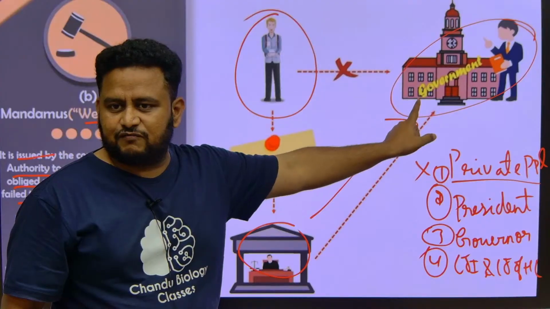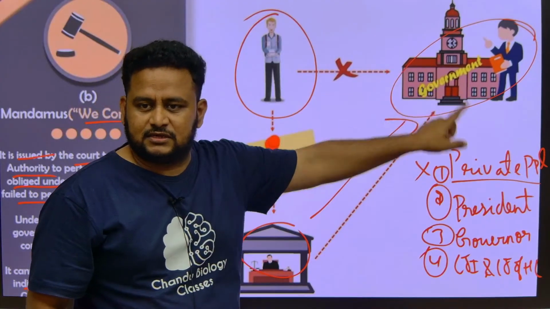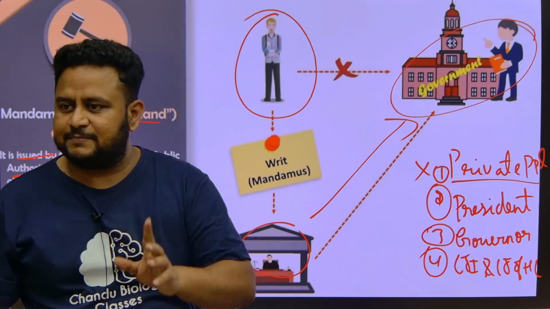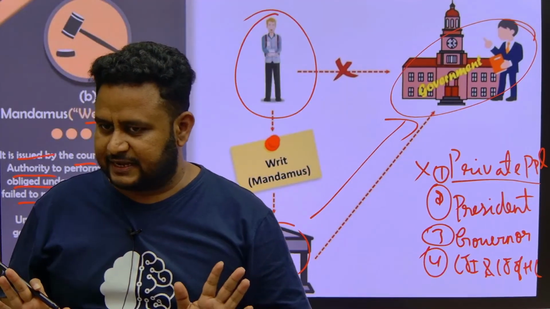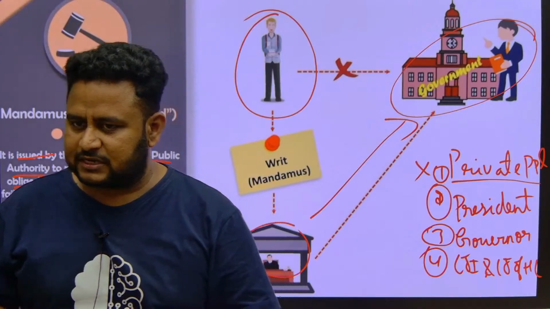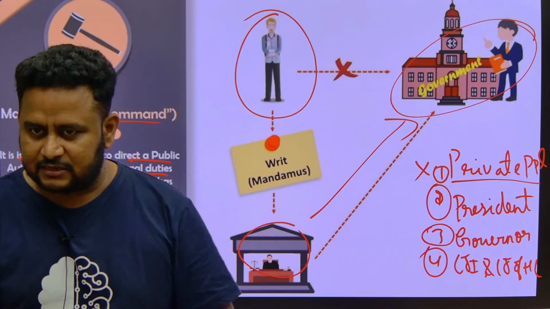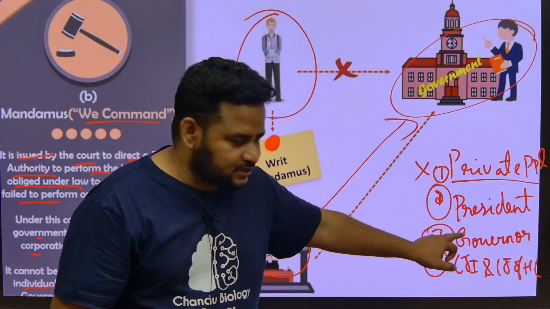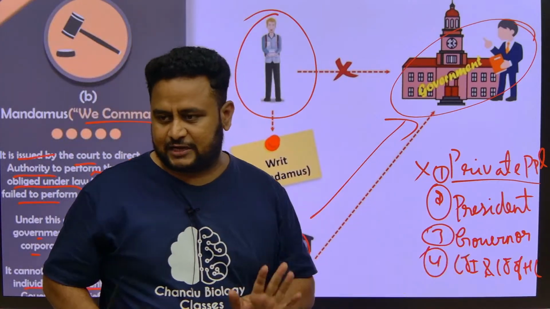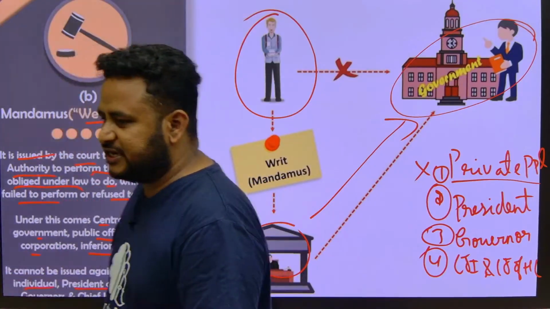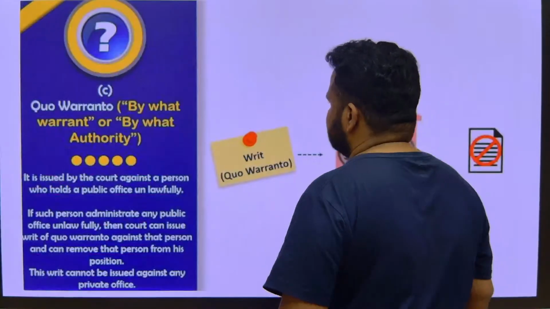Okay, this is the meaning of what? Do your duty correctly. That means whether you are not doing the duty or doing the duty incorrectly, that time mandamus will be issued. Clear? Any confusion? Okay, it is only talking about duty. It is issued only against government officials, except the President, Governor and Chief Justice of High Court. That's all about mandamus. So let us go to the next writ, that is quo warranto.